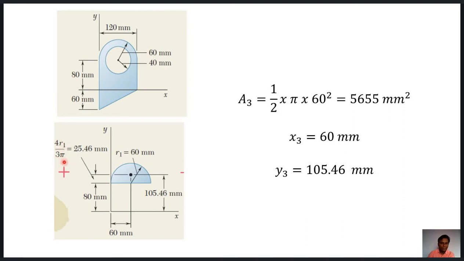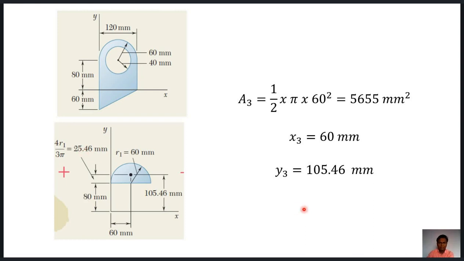It is 4r upon 3 pi, where r is again equal to 60 millimeter, and you can easily find this distance of the centroid from the base of the semicircle. That is equal to 4r upon 3 pi, which is 25.46, plus this height of 80 millimeter. You will get the distance of the centroid of this semicircle from the given x-axis. So y3 is 105.46, which is the sum of 80 plus 25.46.